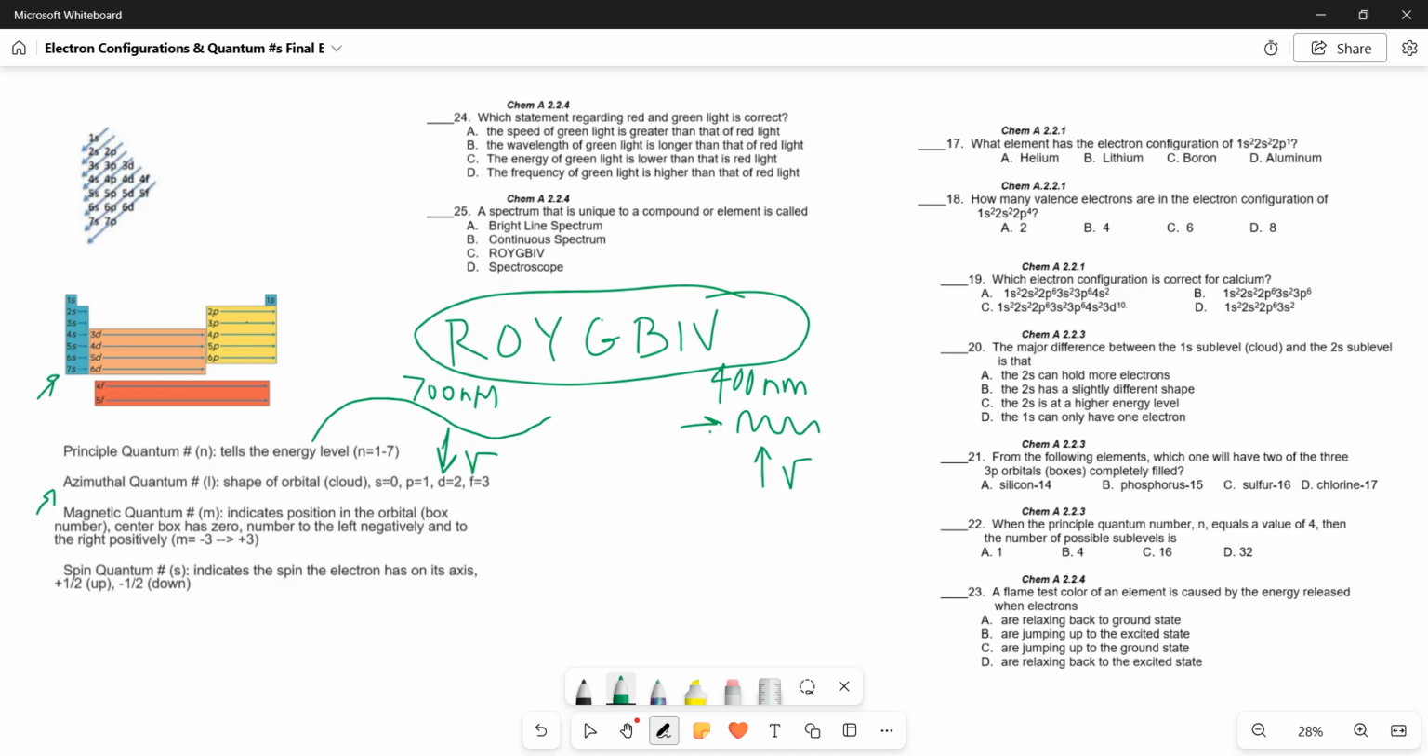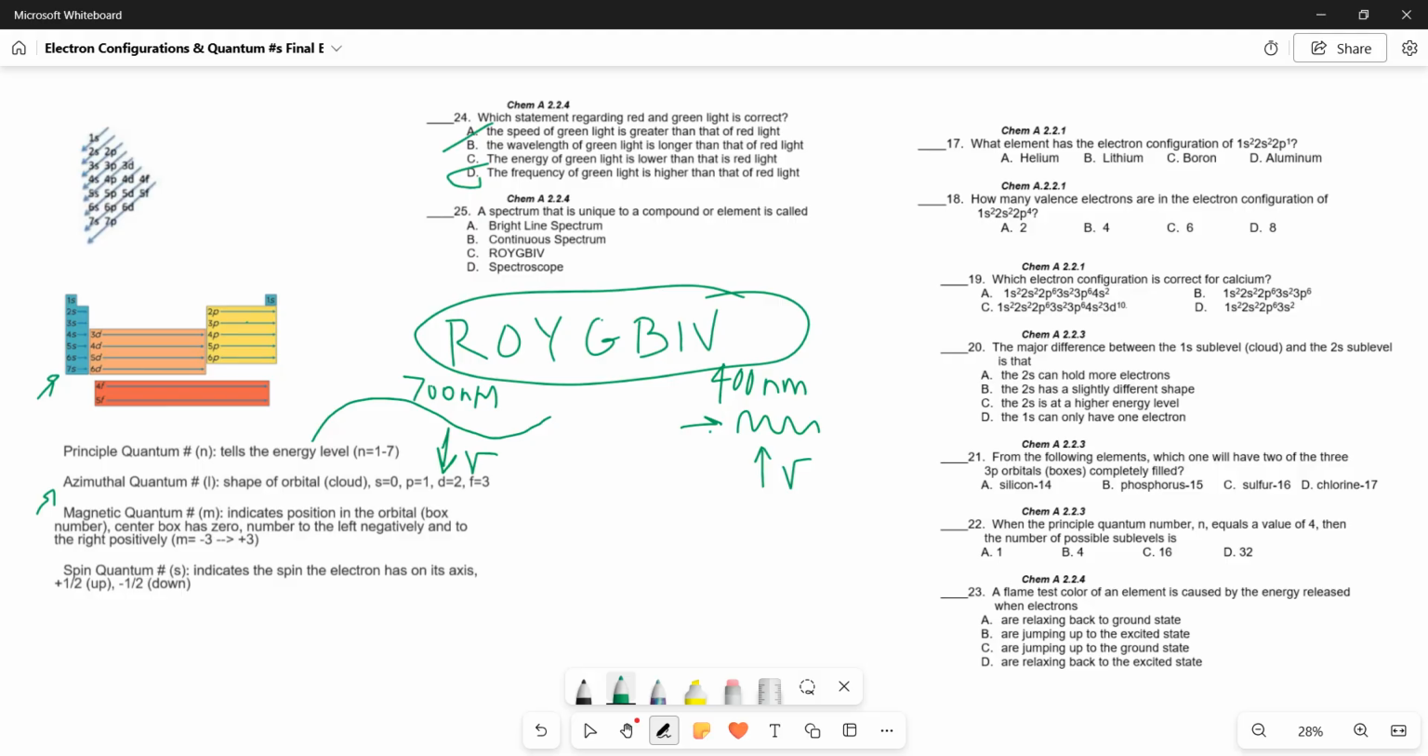So looking at this question, green light's frequency is going to be higher than red light. And so D is the correct answer. We would not choose A because they have the same speed of light. The wavelength of green is shorter, and the energy does not go into this. We're talking about wavelength and frequency here.